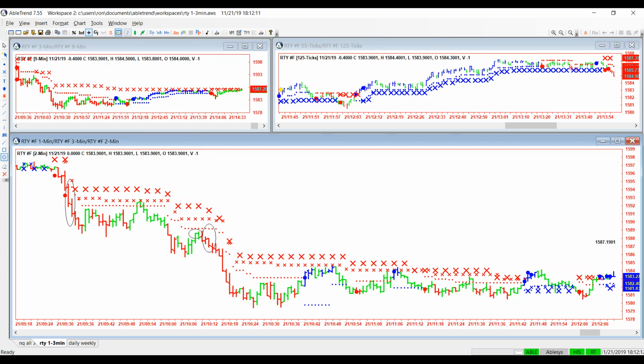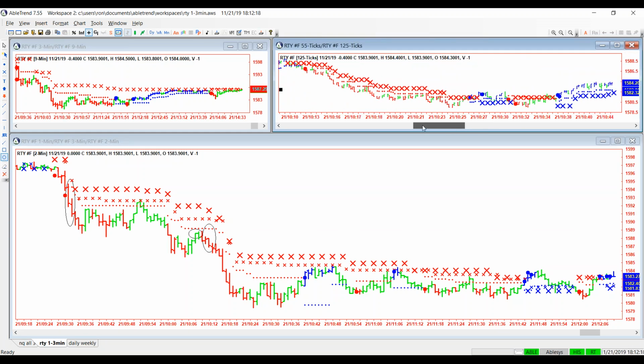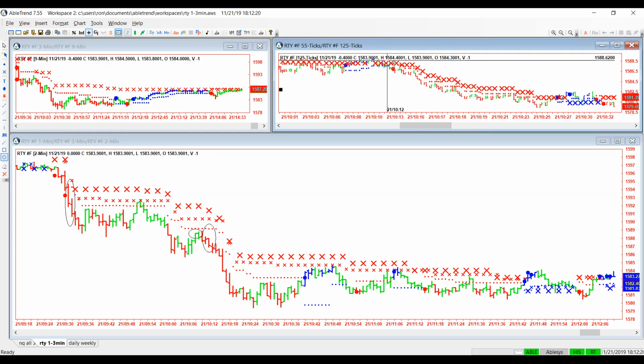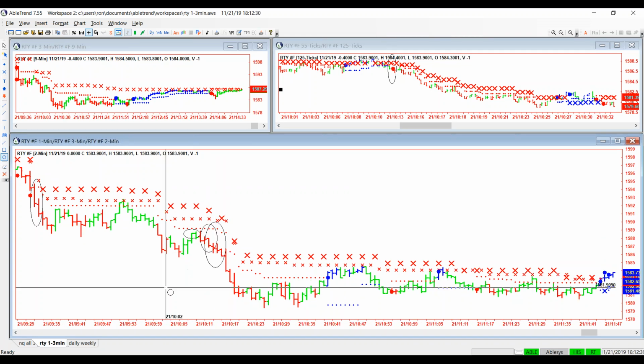Let's see if we got back in again here. That would be right about 10. Sure do. About 10:13 we get right back in. So right about in here, we're going to go short again. That's a valid sweet spot. It's a perfect sweet spot on the 1, 2, 3 chart.